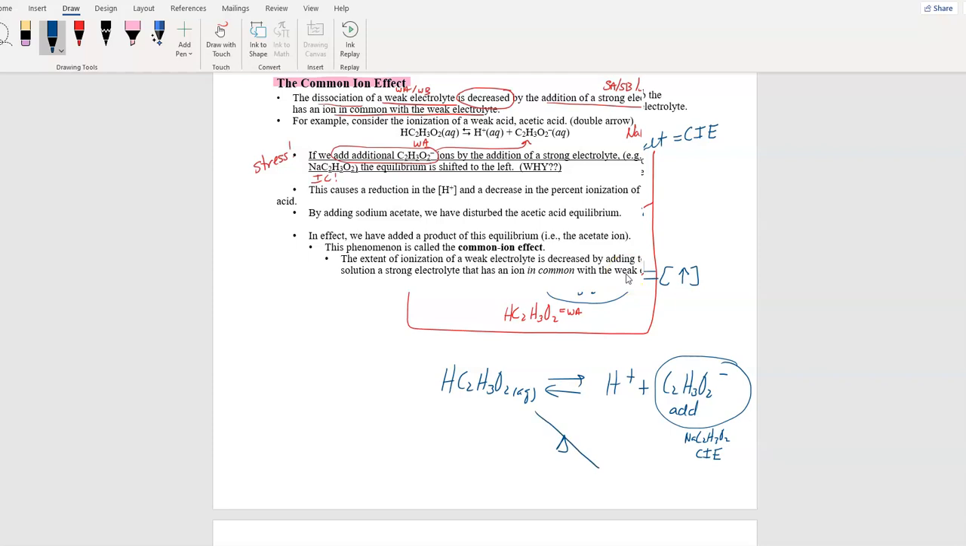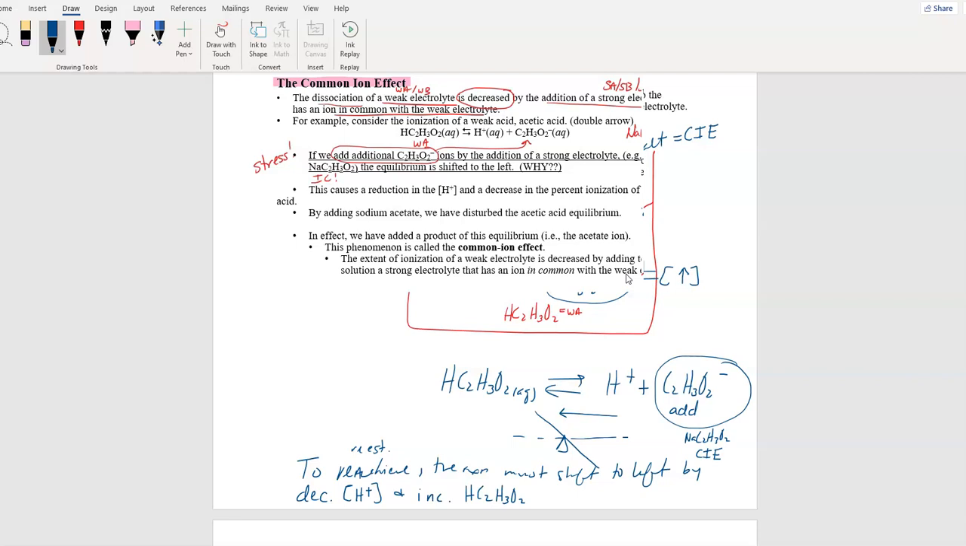So, your favorite explanation ever. To re-achieve or reestablish equilibrium, the reaction must shift to the left. We need this to shift over here so we can get it back to equilibrium. But how are you going to get it to shift to the left? By decreasing some H+ and increasing some acid. So to reestablish equilibrium, I have to decrease some of that H+.